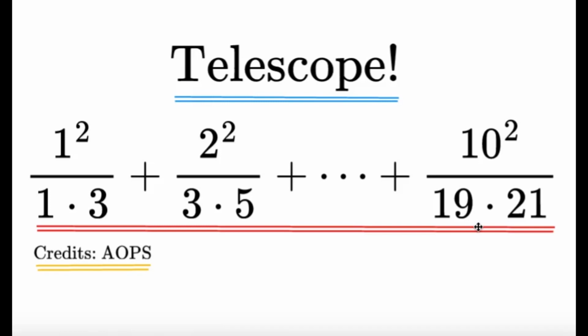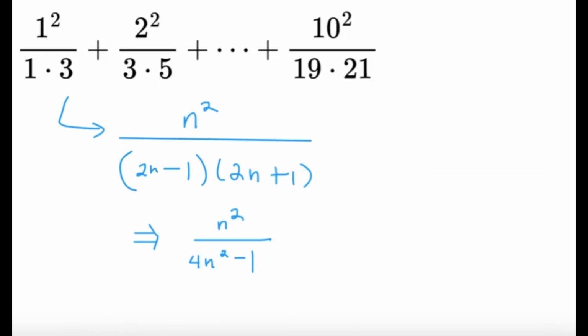Now let's try to observe the general term, the nth term of the sequence. We can see that the nth term of the sequence is of the form n squared divided by 2n minus 1 times 2n plus 1. That's just by observing that we have a pattern in the numerator, so it's just the square of 1, 2, 3 all the way until 10. And then in the denominator, it's consecutive odd numbers. So we can write it in this format.